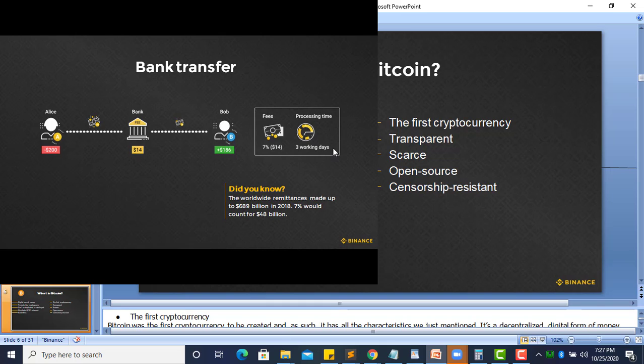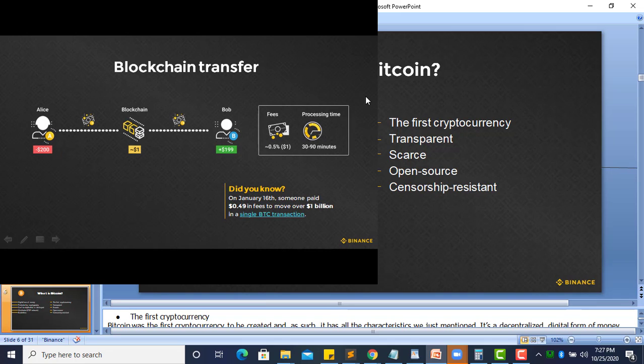So this is the problem we have using fiat money, using bank transfer, using your naira to make transactions on a daily basis. The worldwide remittance made up 689 billion in 2018, and 7% of that accounts for 48 billion. So that is the amount of money that has been collected on transaction fees alone around the world.